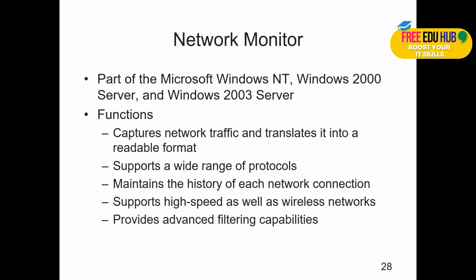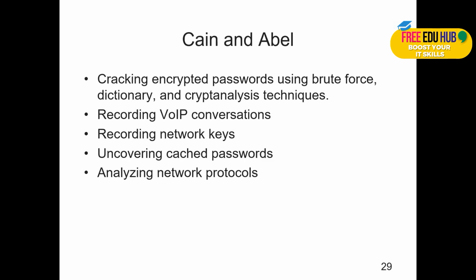advanced capability. Now, Cain and Abel is another password cracking or encrypting tool using brute force, dictionary, and cryptanalysis techniques, recording VoIP communications or conversations, recording the network keys, uncovering cached passwords, and analyzing the network protocols. It's available for free on the internet.